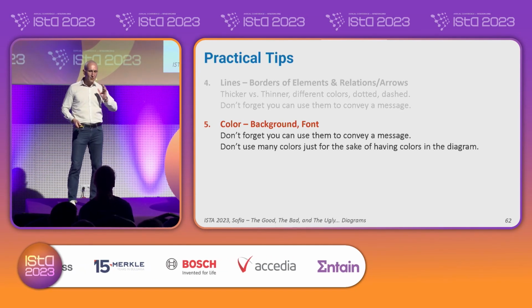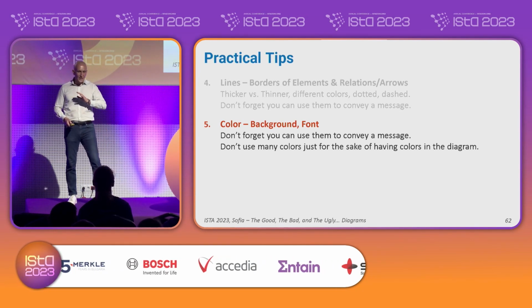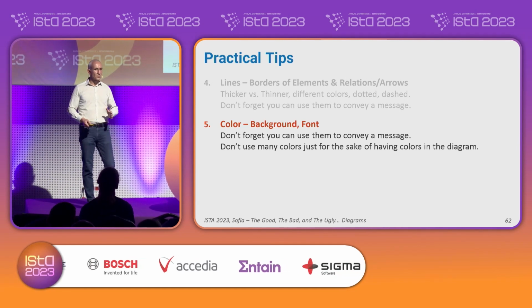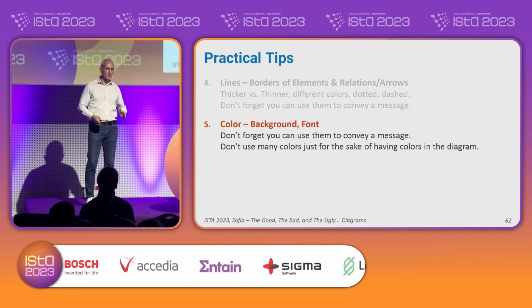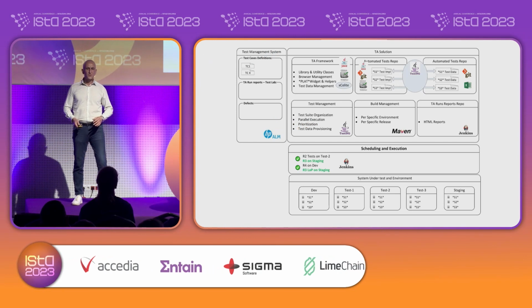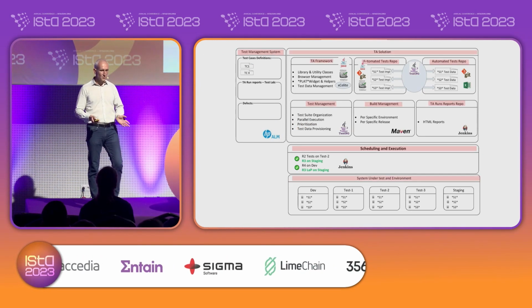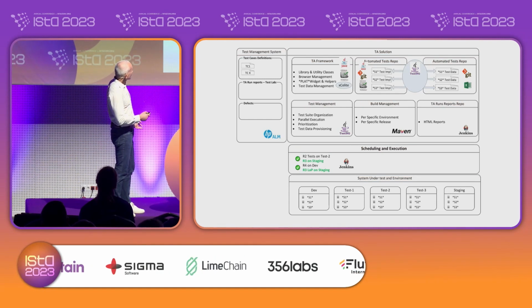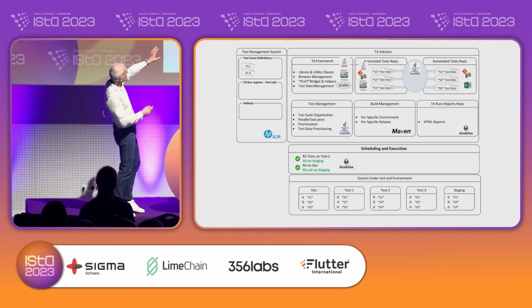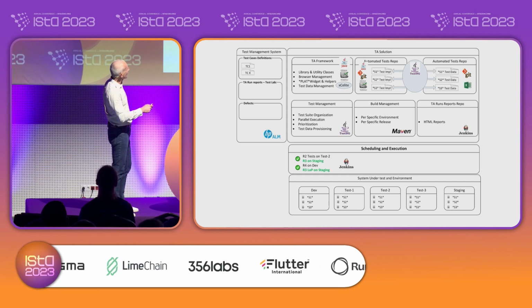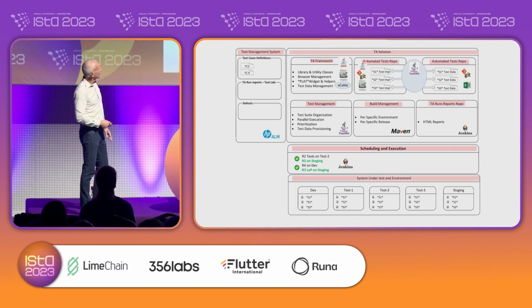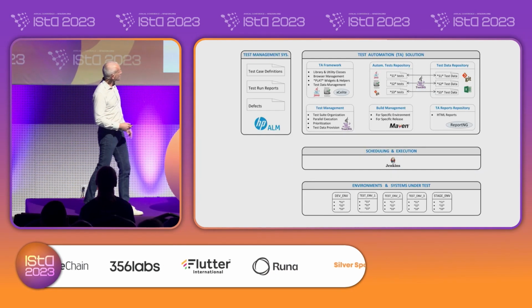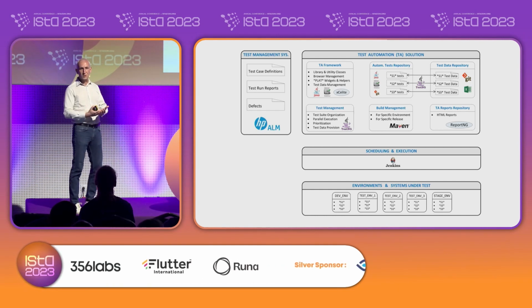Color, background, font, again, are extremely important tools that can help you pass a message. In our case, we didn't have that much to pass as a message, but still, if you see the original one, the titles here are hardly recognizable, especially on the top side. So what we did is the 4 major blocks, we made.